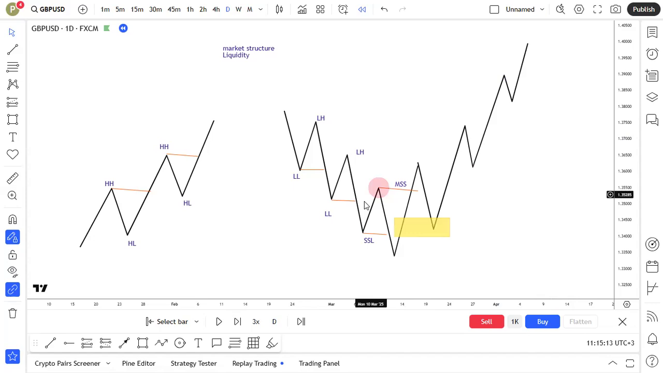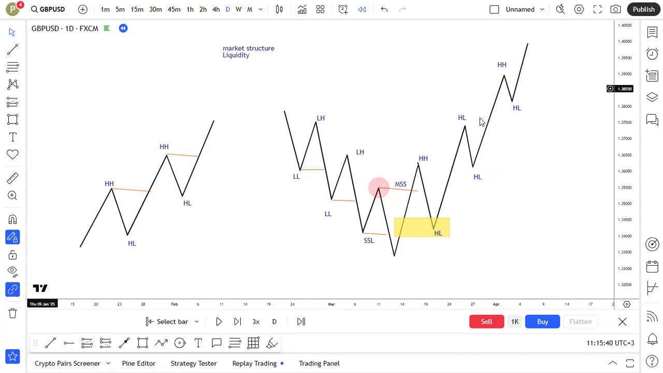So we changed direction from selling to buying, and we started printing these higher highs and higher lows. That's what you can see. We're talking about when price is reversing. Something like that, so that's market structure shift. When we talk about market structure shift, we are talking about something like that.